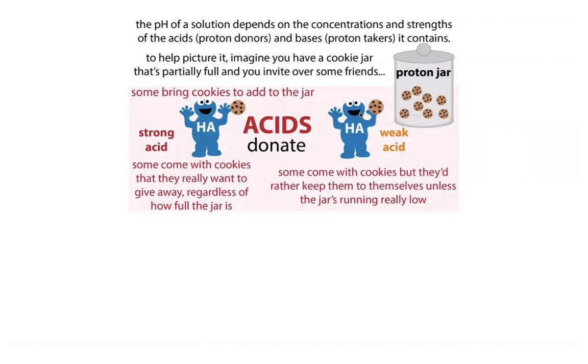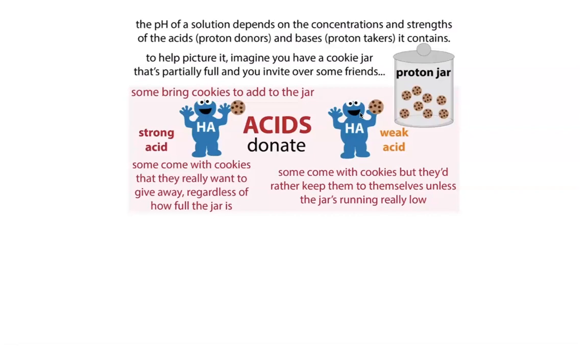But what if you have something that's more wishy-washy, like, well, I guess I'll donate, but I kind of want the cookie for myself as well. Therefore, if the cookie jar is already pretty full, it might think, okay, there's plenty for other people, so why should I donate my cookie? I'll hold on to my cookie. And so this would be more like a weak acid. Only when the jar was getting really low, only when there weren't enough cookies for everyone to go around, they might go ahead and give it up. And so really, it's not this simple.